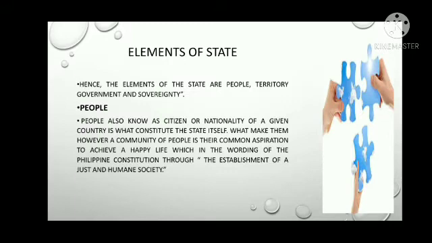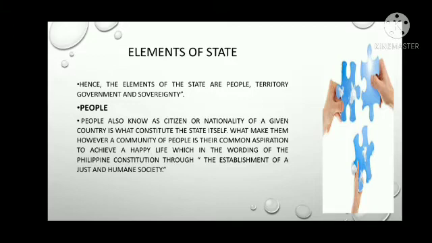Elements of state. The elements of state are people, territory, government, and sovereignty. So we have the first element, the people. People, also known as citizens or nationality of a given country, is what constitutes the state itself. What makes them, however, a community of people is their common aspiration to achieve a happy life, which in the wording of the Philippine Constitution is the establishment of a just and humane society.